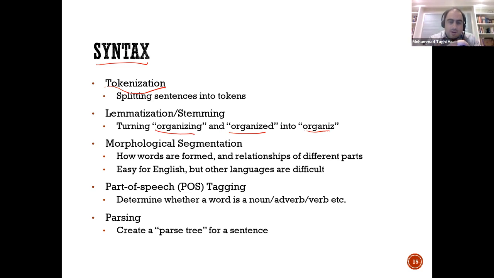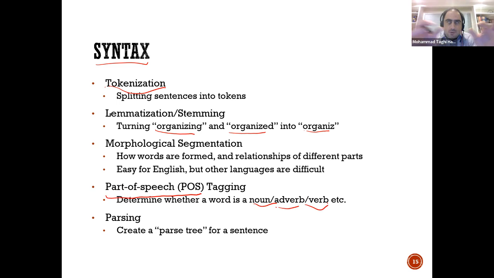It is very similar also to the next step, which is called morphological segmentation, where you take a word or a token, for example organizing, and get organize plus ing. It might be easier for English, but for some other languages it might be much harder. Another important thing is part of speech, POS tagging. That essentially means deciding, under some standard way, whether a word or a token is a noun, an adverb, or a verb.